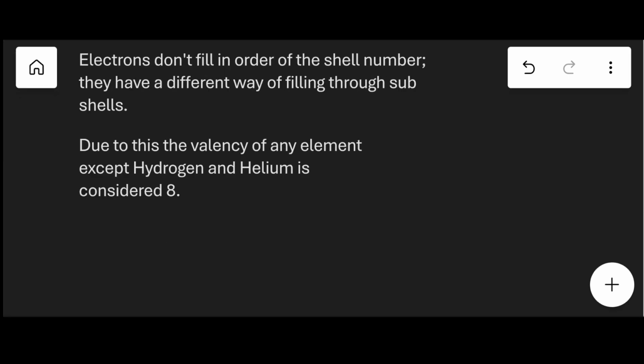Electrons don't fill in the order of the shell number. This means that the third shell can gain electrons even before the second shell is completed. They have a different way of filling through subshells. Due to this, the valency of any element except hydrogen and helium is considered 8.